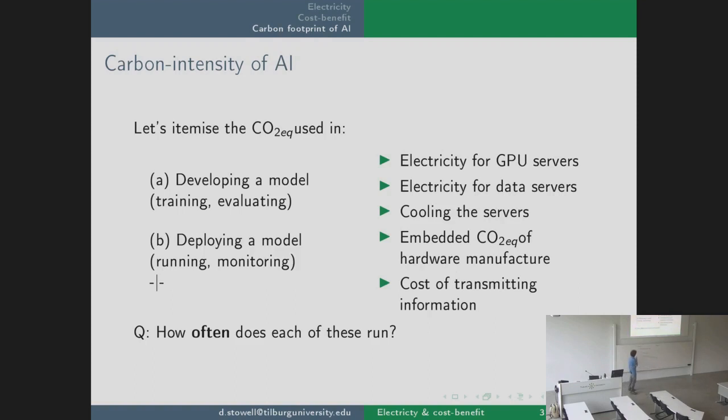So I've separated it into development and deployment. Now, I'm a researcher, so I do a lot more development than deployment, right? So my carbon footprint is doing this a lot, and the deployment doesn't happen very often. If I was working in industry, I might do the development not very often, but the deployment, if my algorithm has a million customers using it every day. That's a heck of a lot of uses. So the balance of these things really depends on the use case.